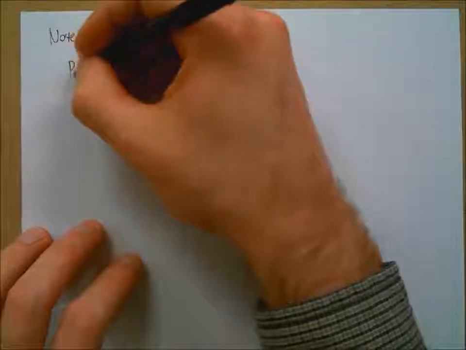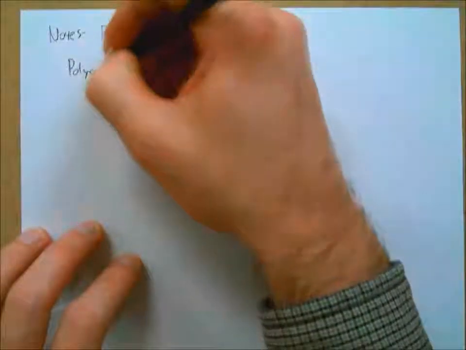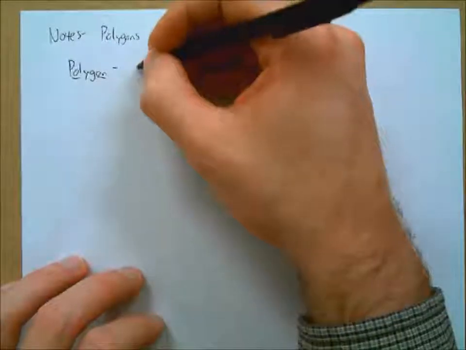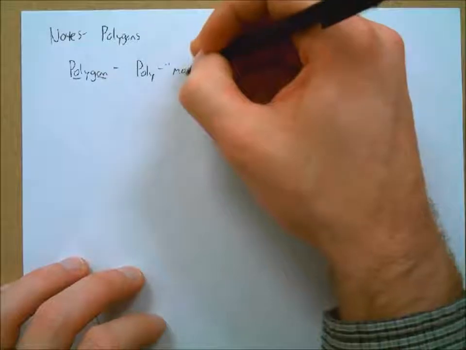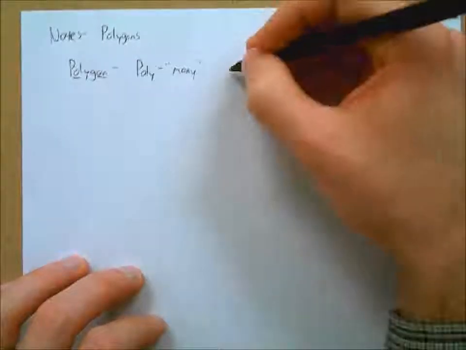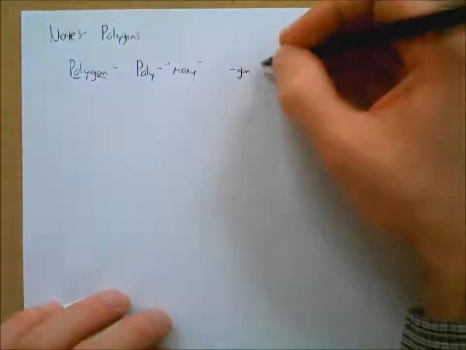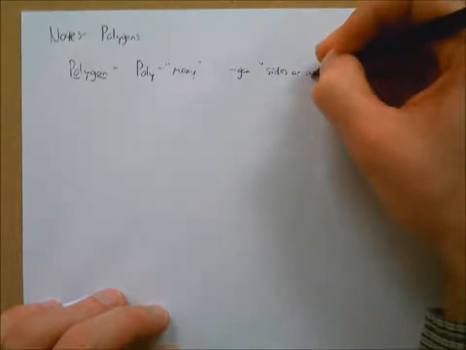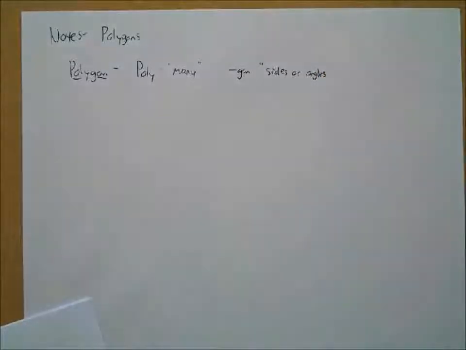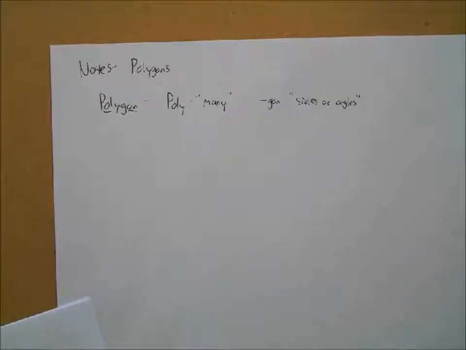So, polygon. Broken up into two words. Poly means many. The prefix poly means many. And then the gon part, I believe it means like sides or angles. So many sides or many angles. I can zoom in something. I don't need to go that far out. There we go.